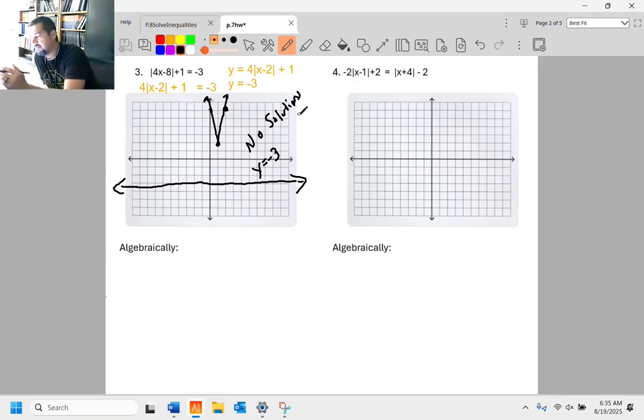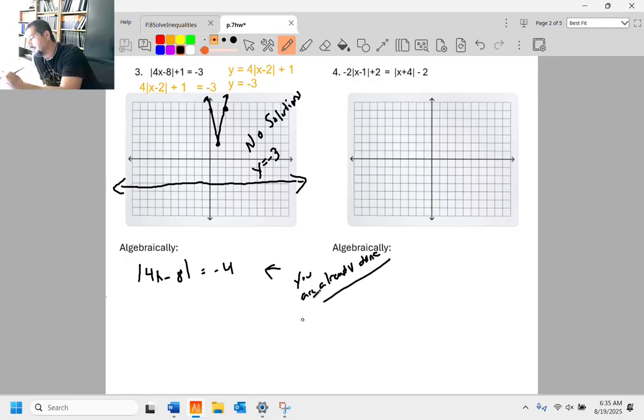Algebraically, let's see what happens, okay? Because it is possible for you to come up with solutions algebraically. So the first thing we would do is isolate the absolute value. And most kids wouldn't realize this, but you are already done. Because this says distance is negative. That is what it is claiming. But you're already done.